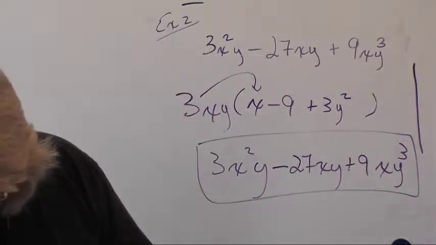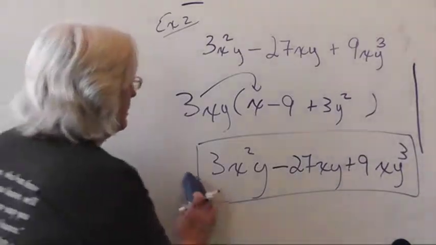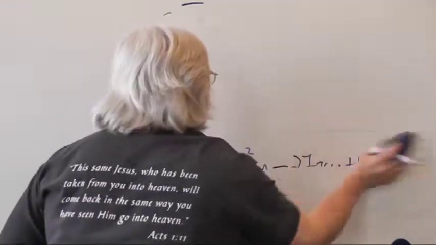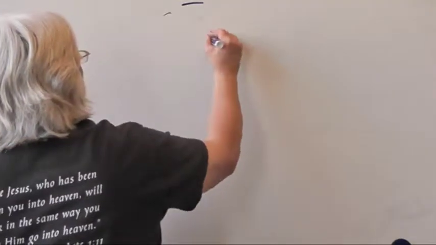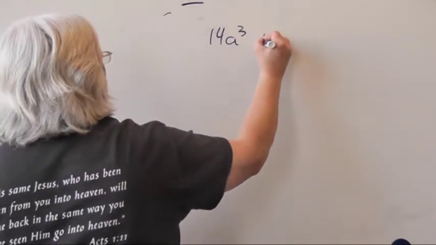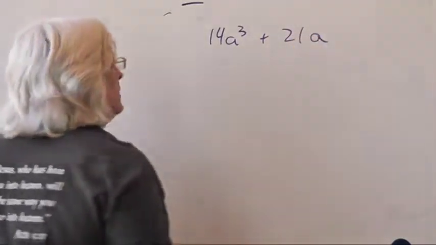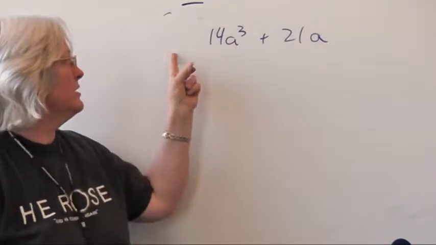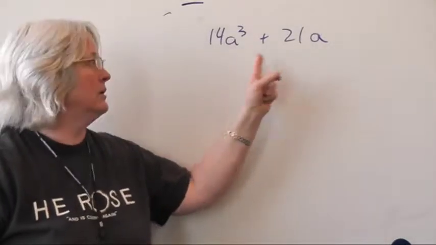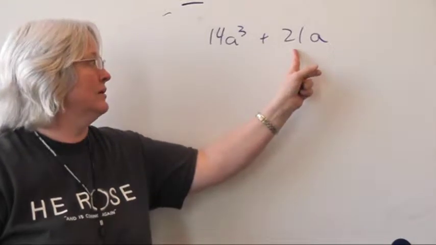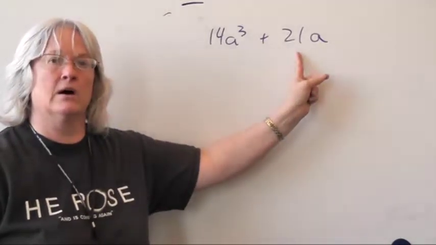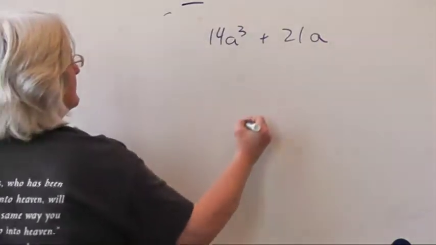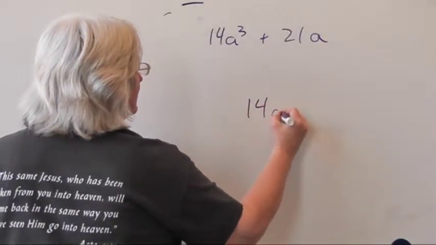Let me do example 3, 14a cubed plus 21a. You look at this, and your mind at this point should already say 14 is 2 times 7, 21 is 3 times 7. So I'm going to have a factor of 7 in common. I've got an a cubed and an a. But let's just write this in factored form off to the side.